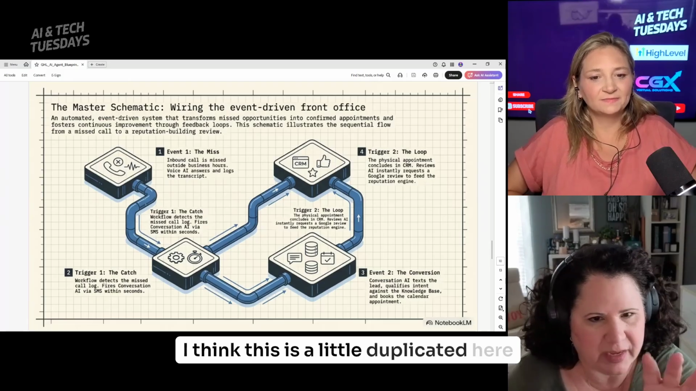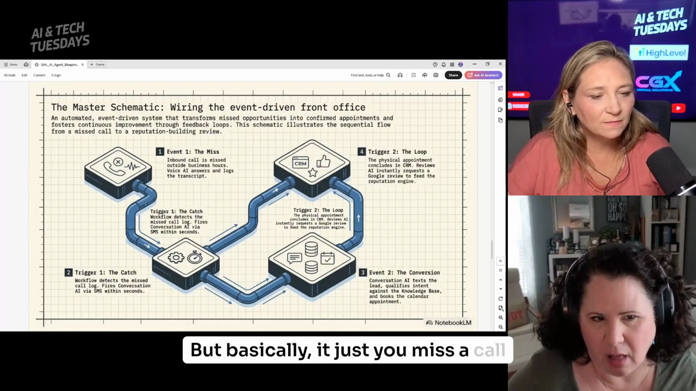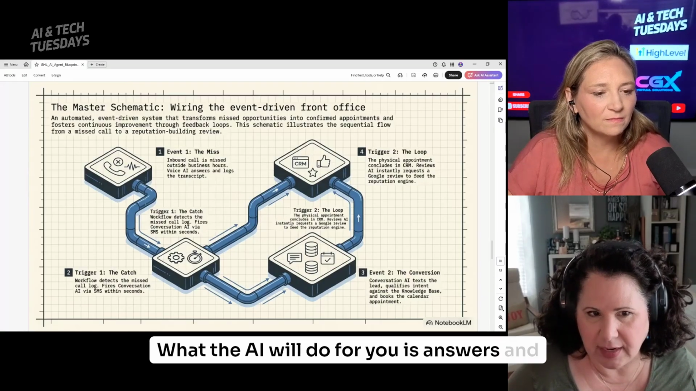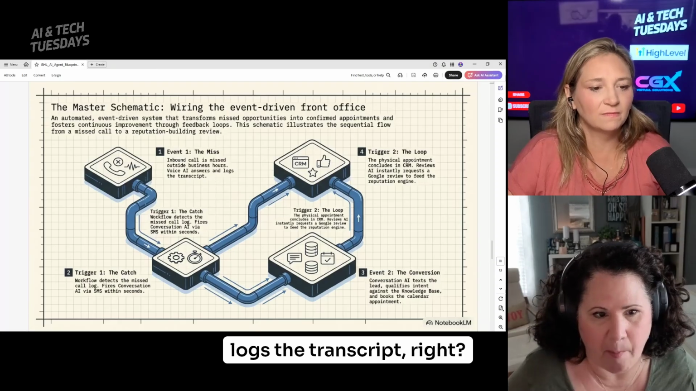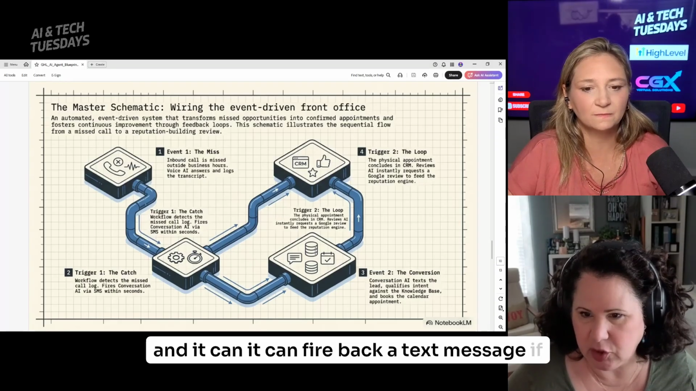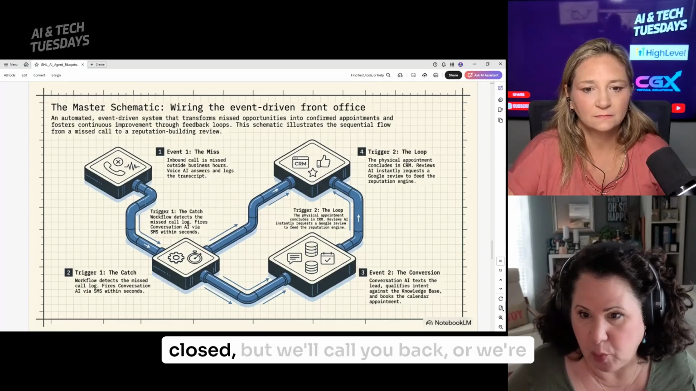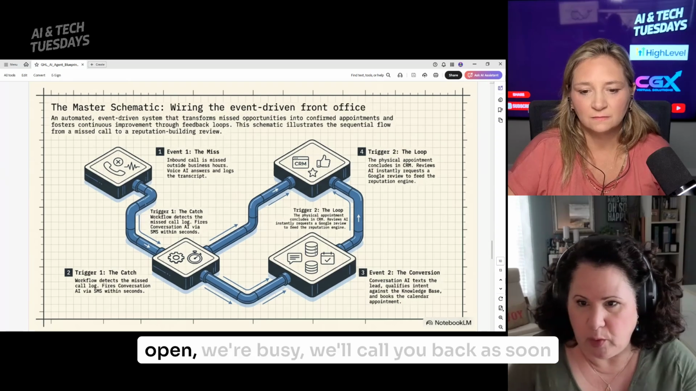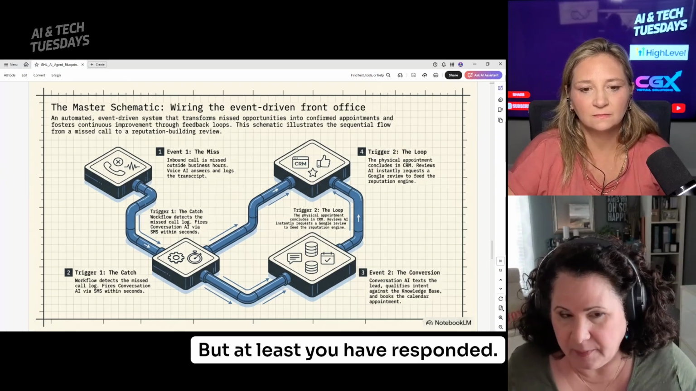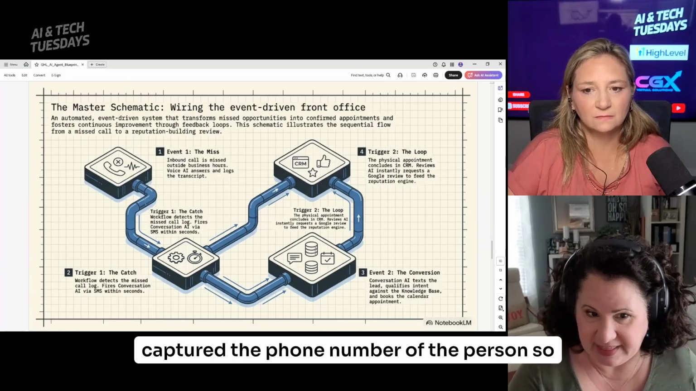I think this is a little duplicated here somehow. Maybe. But basically, you miss a call outside of business hours. What the AI will do for you is answer and log the transcript. And it can fire back a text message if you have it set up to do so. And at that point, you can say, look, we're closed, but we'll call you back. Or we're open, we're busy, we'll call you back as soon as we're able. But at least you have responded. And not just that, but you've also captured the phone number of the person.